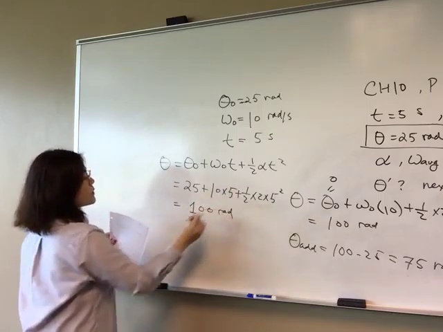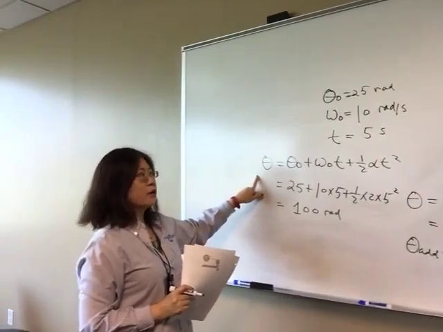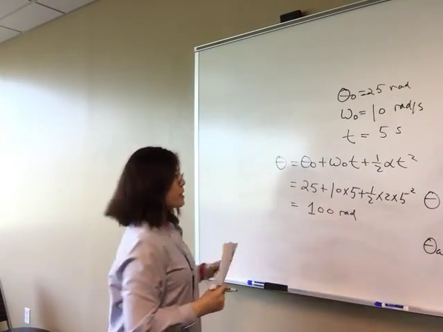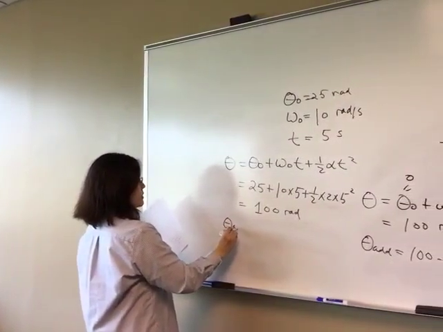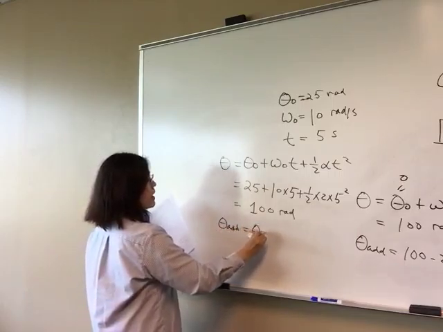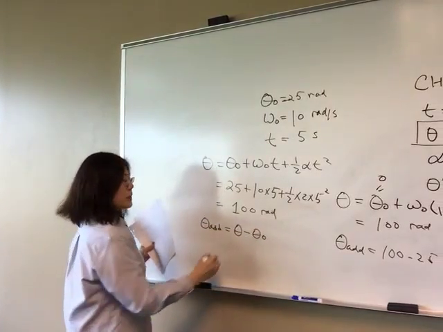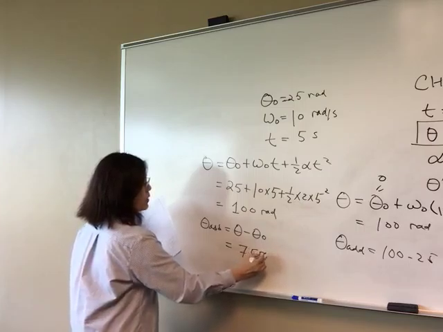So this is the final position, the final position after the additional 5 seconds. So the additional distance, of course, is theta minus theta 0, which is the displacement. So you still get 75 radians.